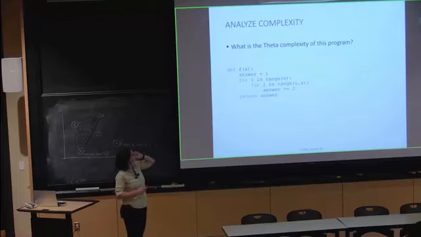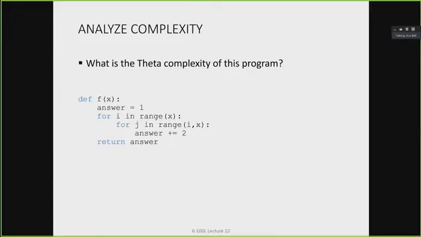Okay, so let's look at this program. What is the theta for this? Well, we could do it in very grave detail. We've got x as our parameter, so we only count loops and things like that that are a function of x. If I had a loop that was a function of, I don't know, n or something, that doesn't count because it's not a function of my input. So only look at things that are a function of x.